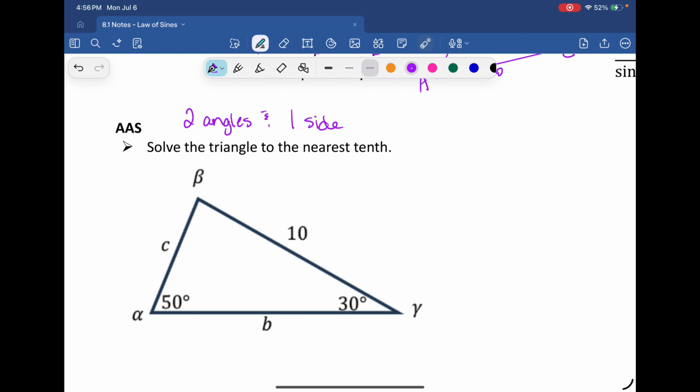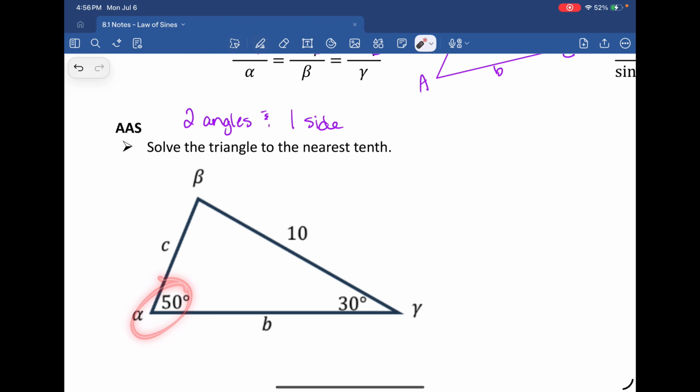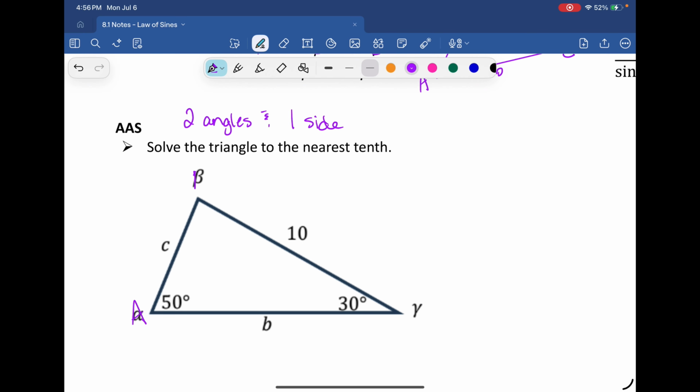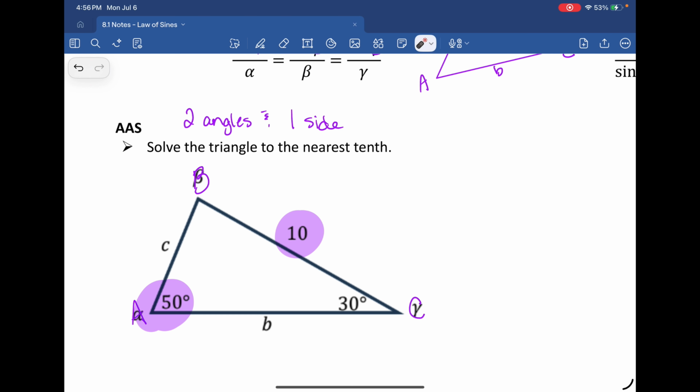All right, so I'm going to look. I have angle A. I'm going to rewrite this as capital A, capital B, and capital C. I've got angle A, so angle A, side A. I do not have angle B or side B. I do have angle C, but not side C. So I'm going to start with angle B. If you know two of the three angles of a triangle, we find the third one by subtracting them both from 180.